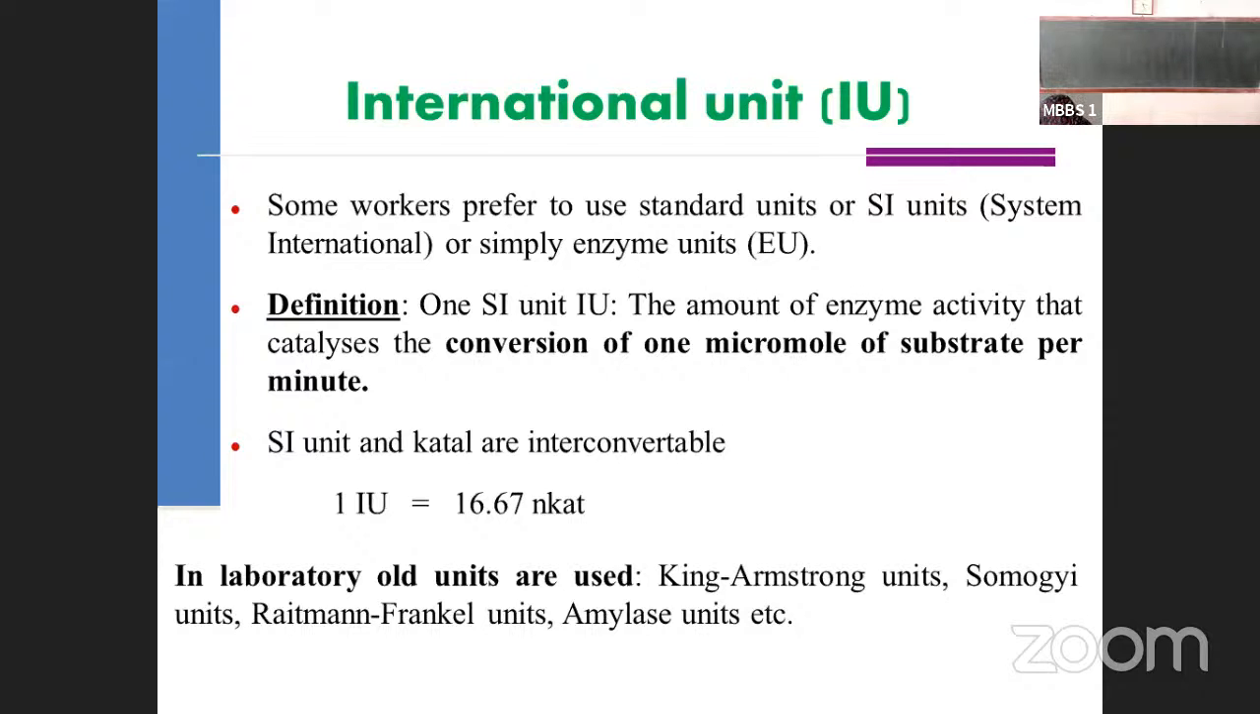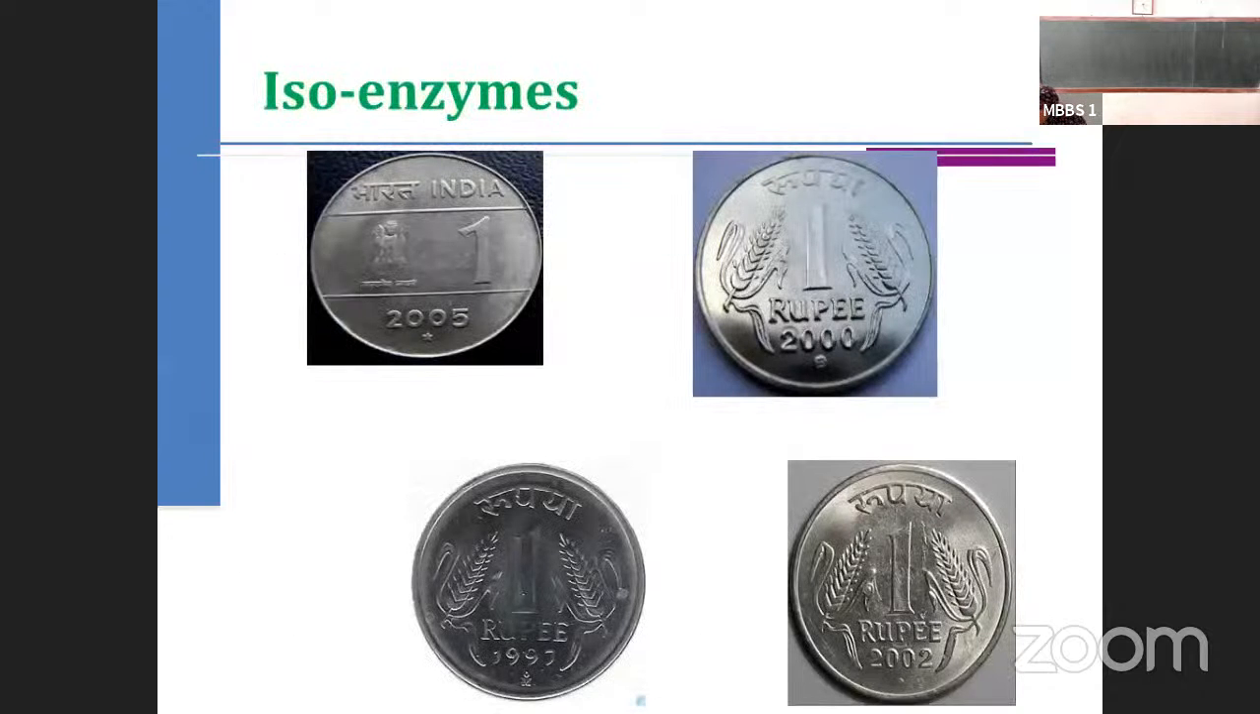60.67. What are the other units used for the enzyme activity? King Armstrong unit. Okay. Then we have a Frankel unit and amylase unit. Now coming to the iso-enzymes.